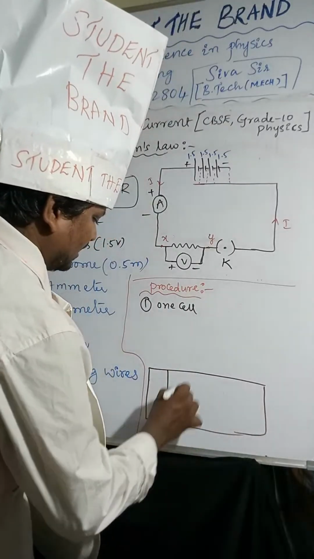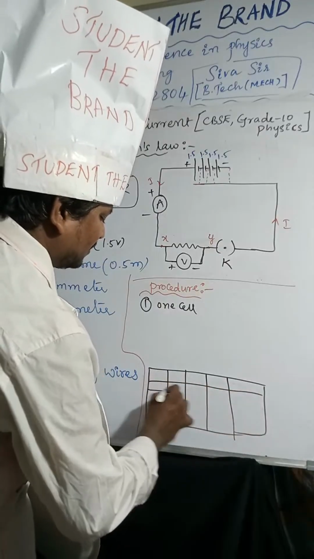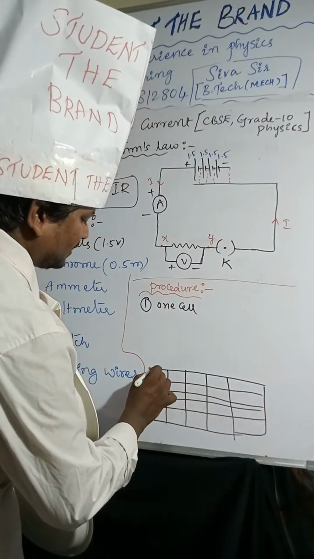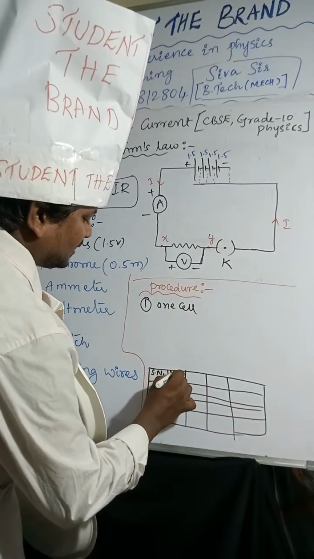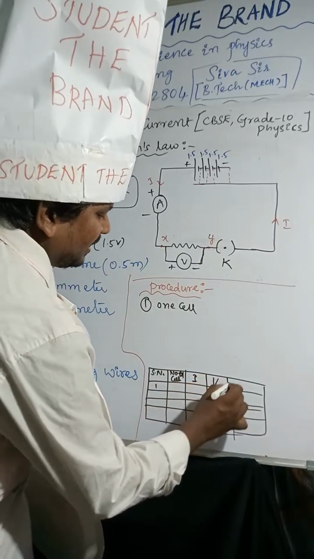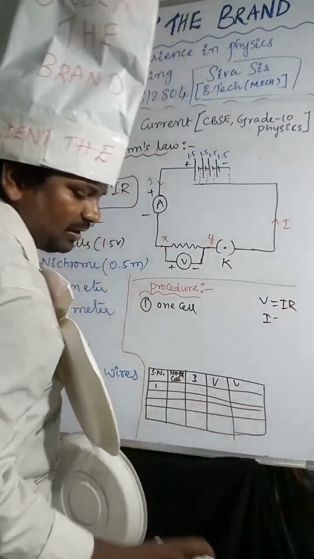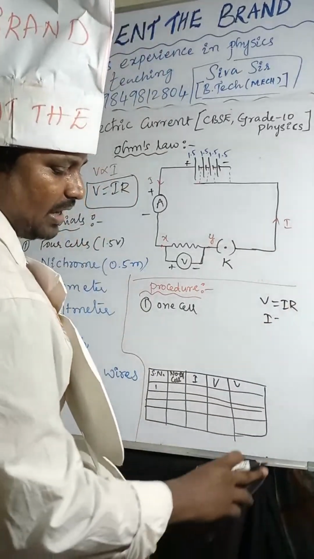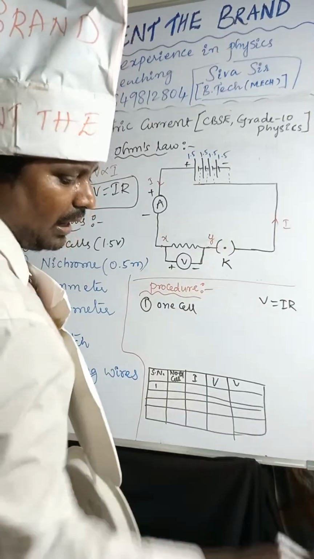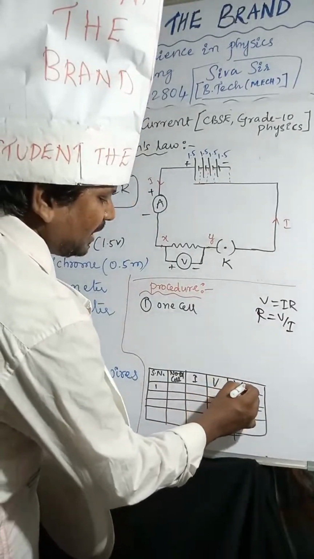In the table, you consider the serial number, number of cells, ammeter reading, voltmeter reading, and V by A. You have to take 4 readings. V equal to IR, so the R value we have to find out. R equal to V by A, so we are taking V by A here.